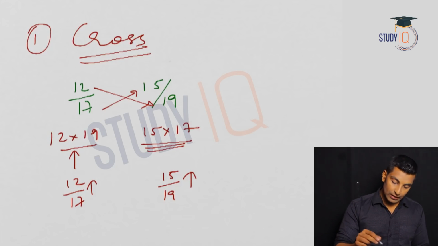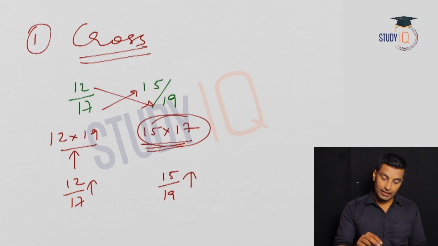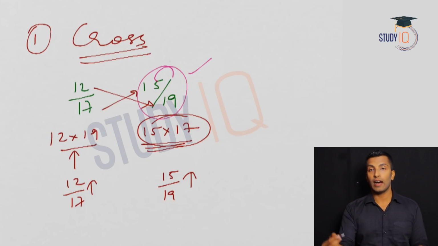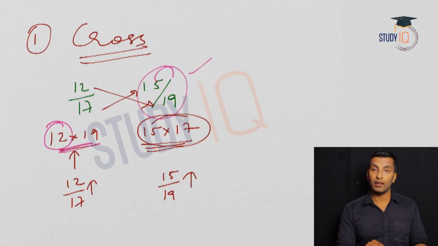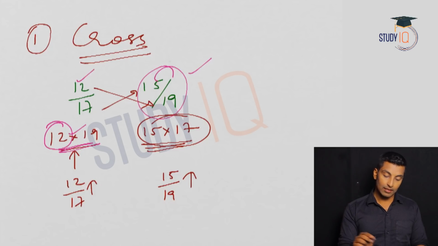Now in this case, 15 into 17 is the larger, so obviously the ratio 15 by 19 is the highest one. So what you need to do is just cross multiply and see which one is larger. It depends on the numerator: if this product is larger, then this ratio is larger.